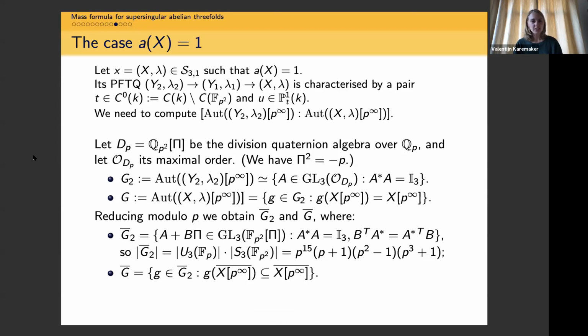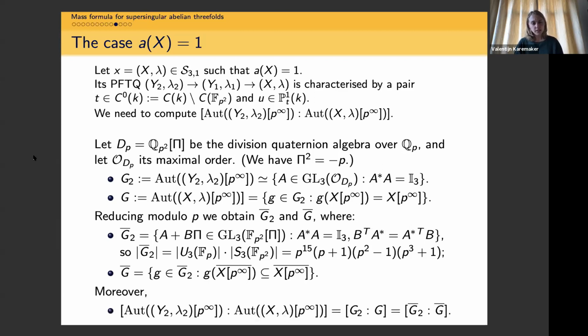So this in particular tells us what the cardinality of this group is, because we can find it from the cardinalities of the unitary matrices and the symmetric matrices. And this time we show that G bar are all the elements of G2 bar that send the corresponding reduction of the p-divisible group into itself.